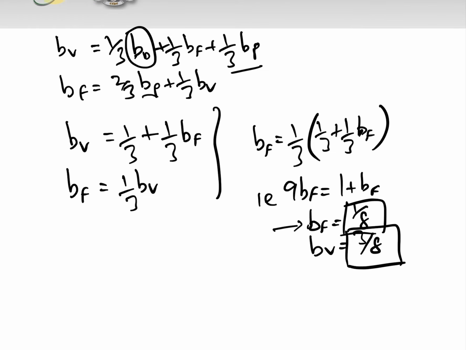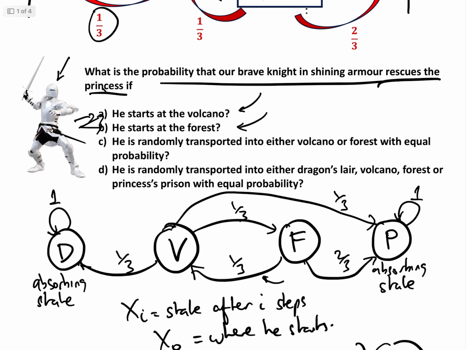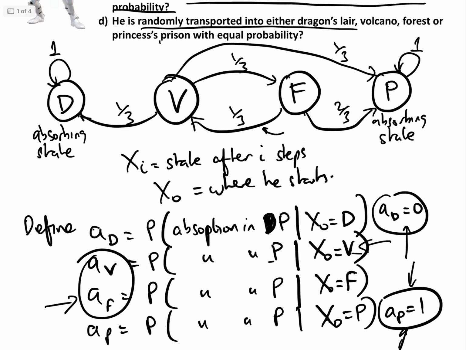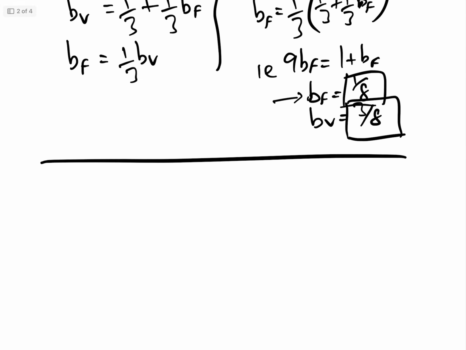Okay, so now all we need to do is the final two questions, which are, let's have a look. He's randomly transported into either volcano or forest with equal probability, or he's randomly transported into either dragon's lair, volcano, forest, or princess's prison, or jail, or whatever, with equal probability. Okay, so all we need to do now is for the first one, randomly transported. Let's have a look. So this is question 3.